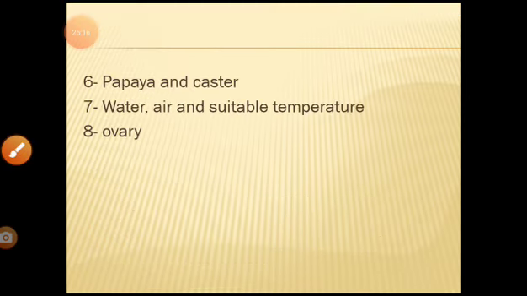Then the sixth is papaya and castor. Seventh, water, air and suitable temperature. And the eighth is ovary.